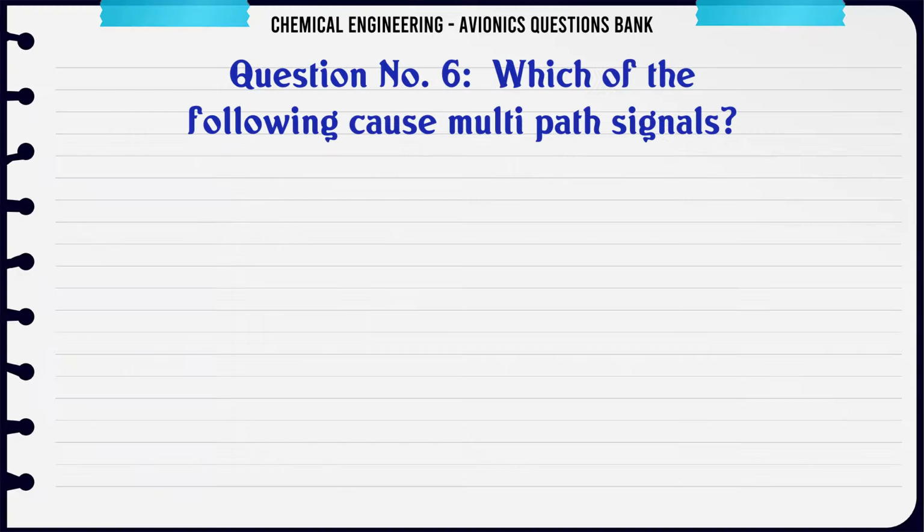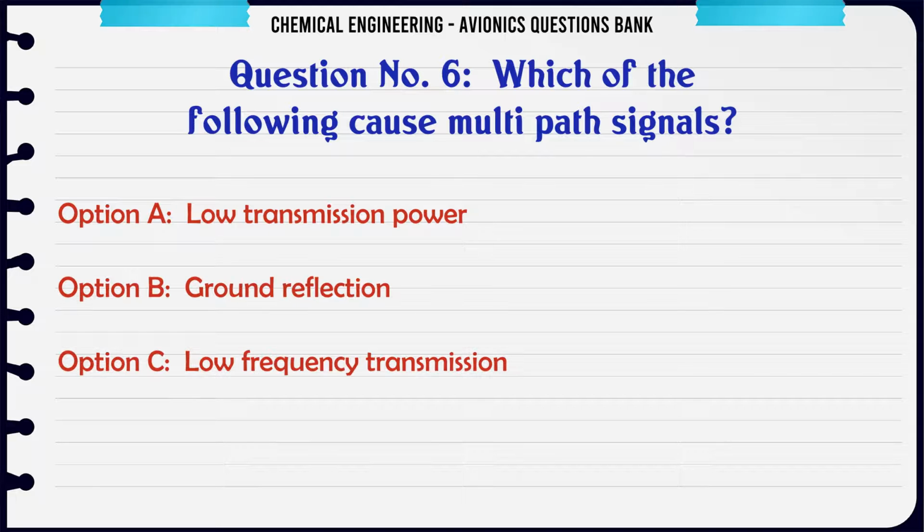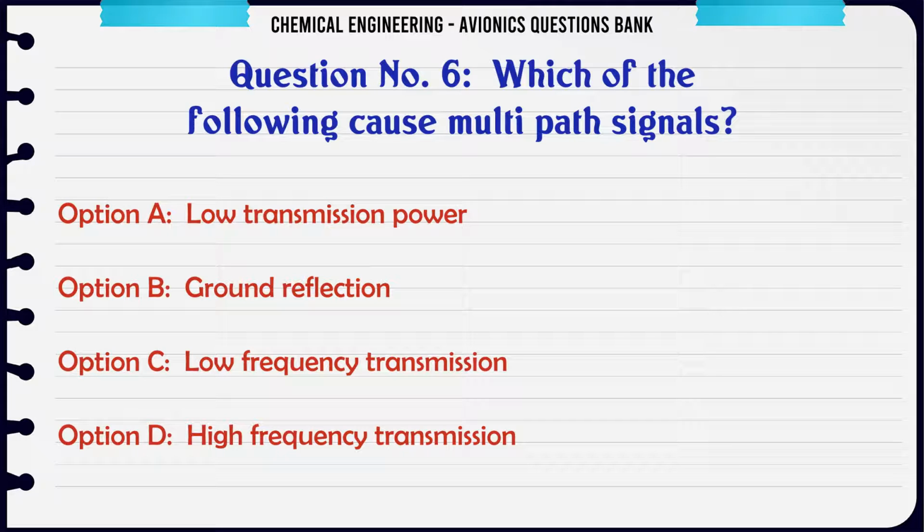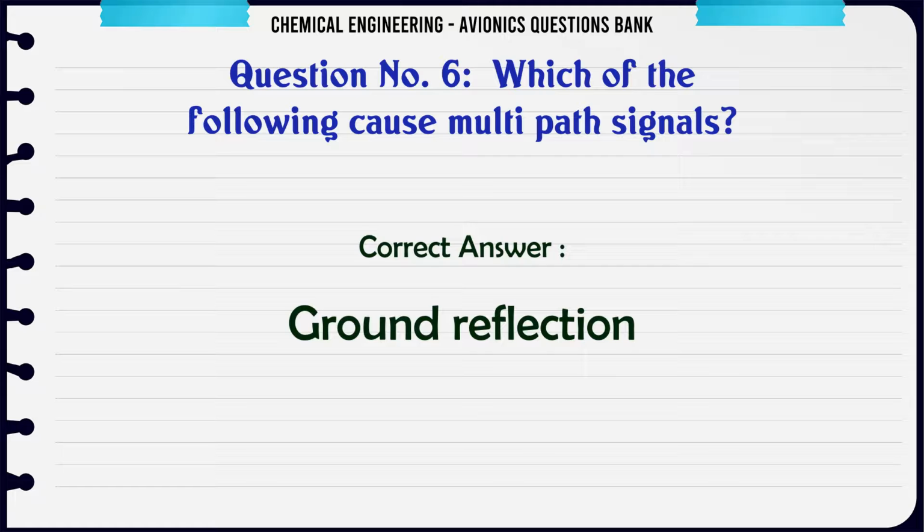Which of the following causes multi-path signals? A. Low transmission power. B. Ground reflection. C. Low frequency transmission. D. High frequency transmission. The correct answer is ground reflection.